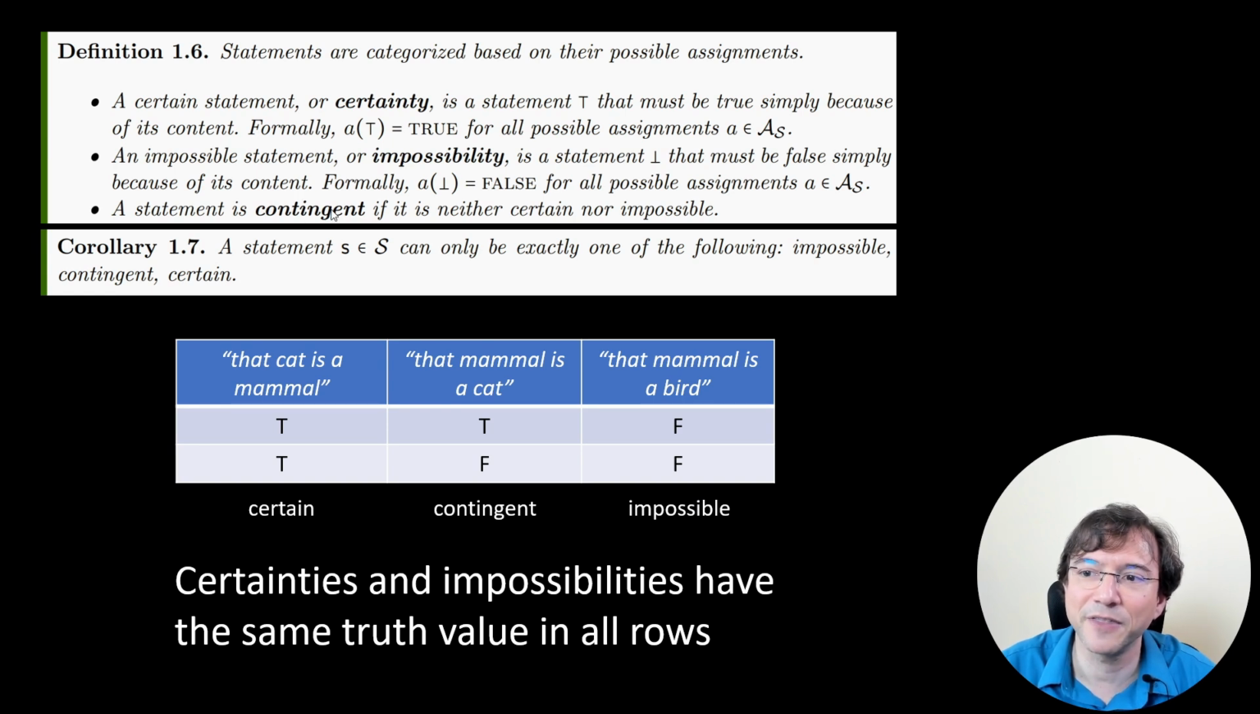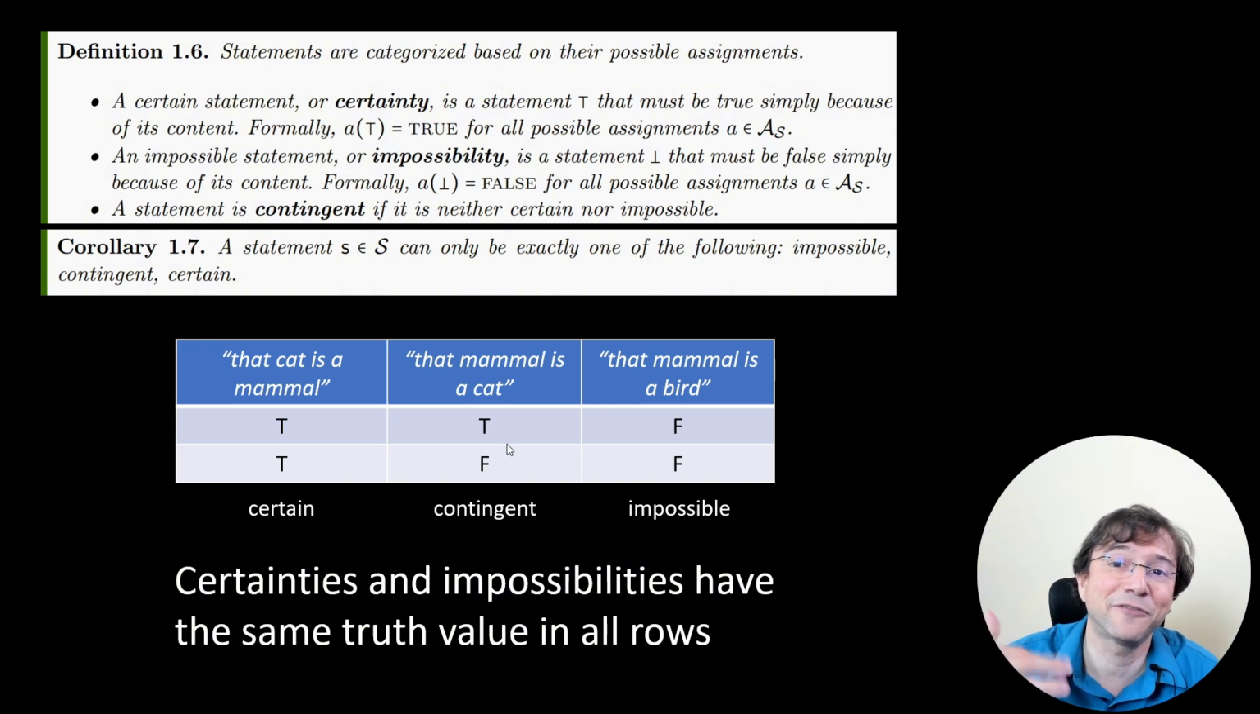And then there are statements that are contingent because they're never certain, never impossible, because they get different values in different possible assignments. So if I say that a mammal is a cat, well, I don't know. I have to go and look, see what mammal we are talking about. So sometimes it could be true and sometimes it could be false.